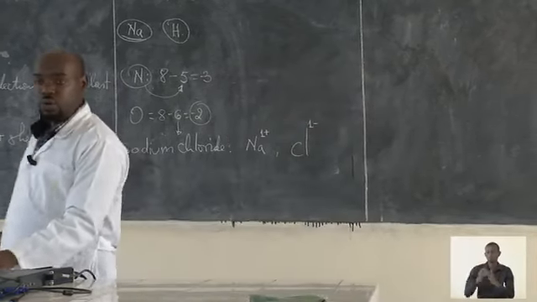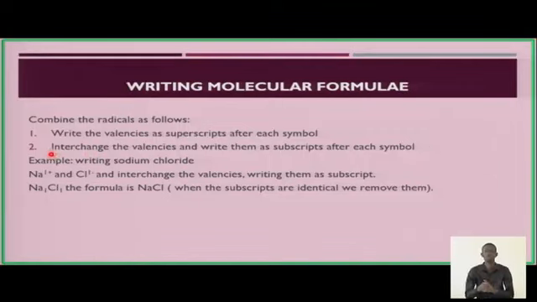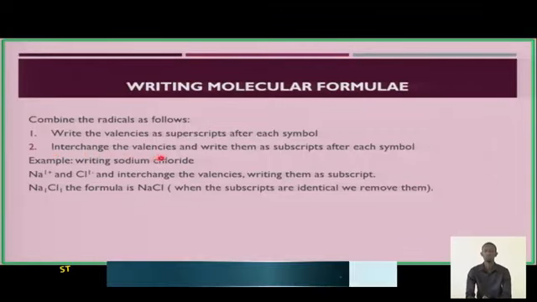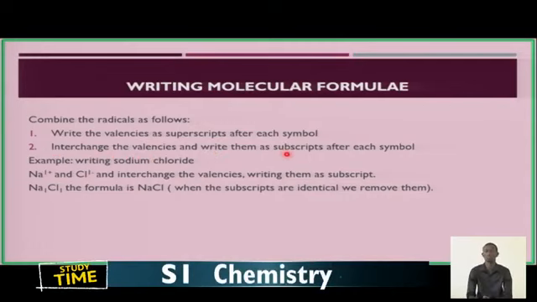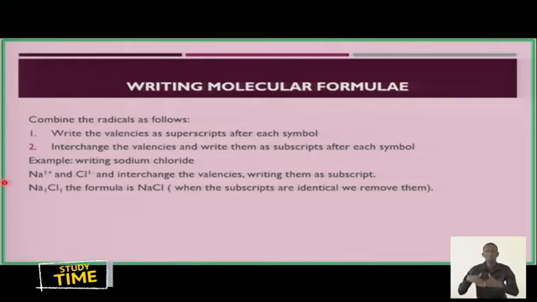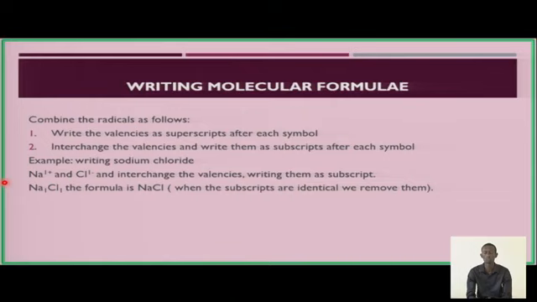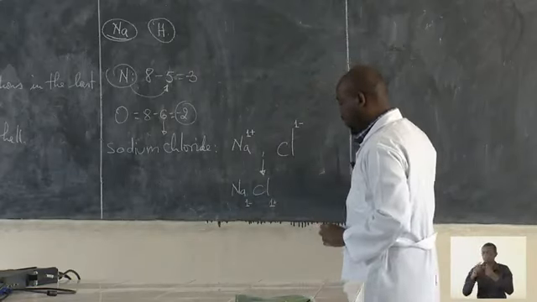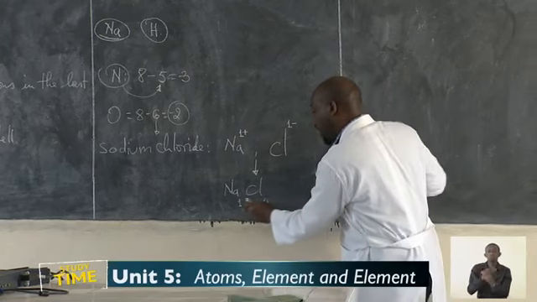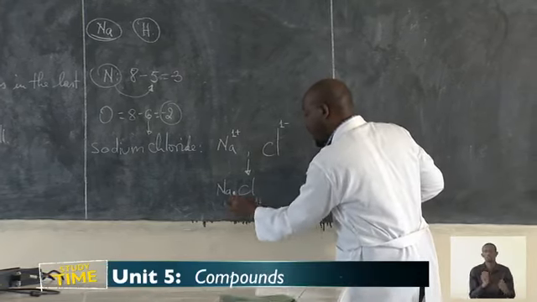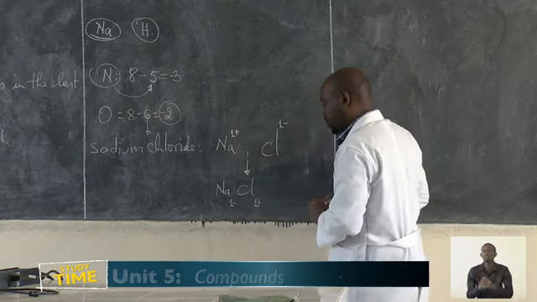On point number 2, we interchange the valences and write them as subscripts after each symbol. Let's say we have sodium with 1 and Cl with 1. Remember, it is 1 positive and 1 negative. We have interchanged the valences and we have written them as subscripts after each symbol.